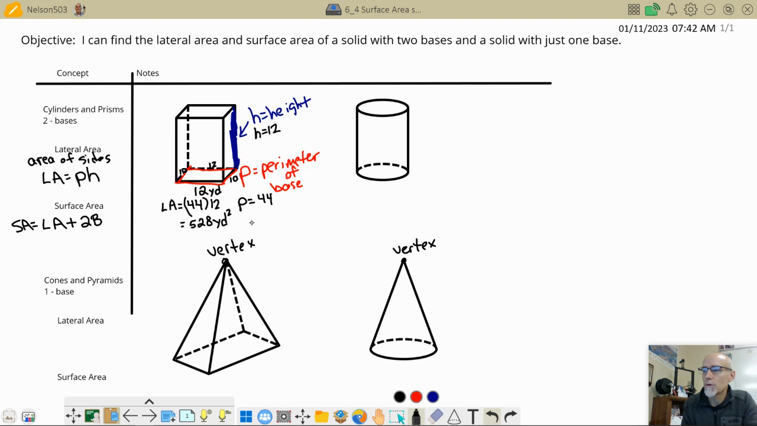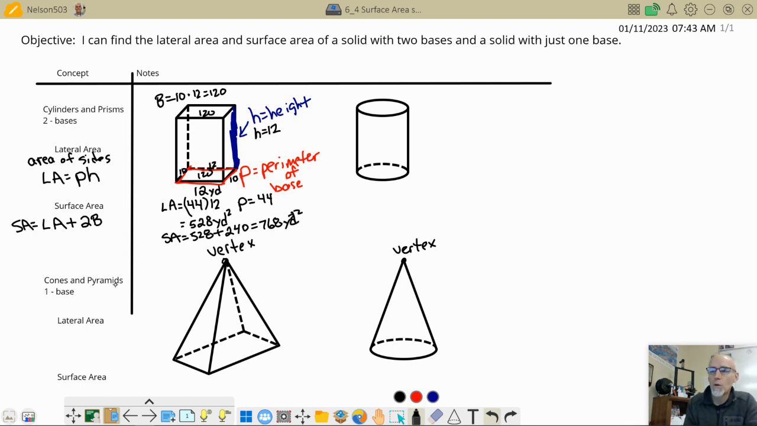Now, what do we need to do for the surface area? Well, we're going to add the two bases. So we're going to go 528 plus 10 times 12. So the area of the base is going to equal 10 times 12, which is 120. See, there's 120 square yards up here, and there's 120 square yards down there. So that makes a total of 240. So I'm going to add 240 to it. Now, look, if we mess up the lateral area, the surface area is going to be messed up, right? So if I mess this number up, you got to fix that. So that's going to be 768 square yards.